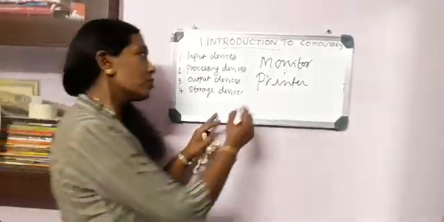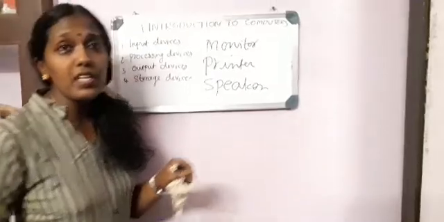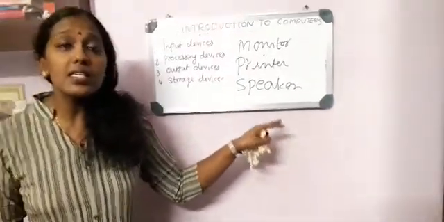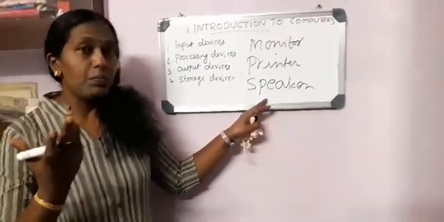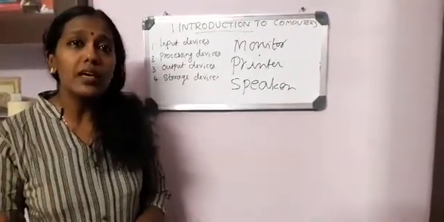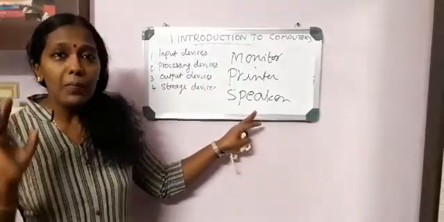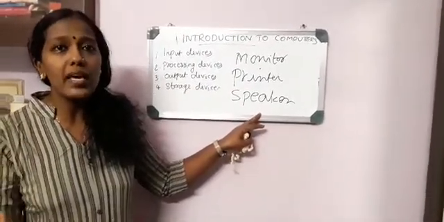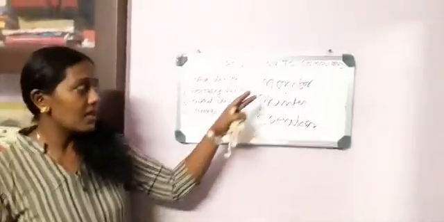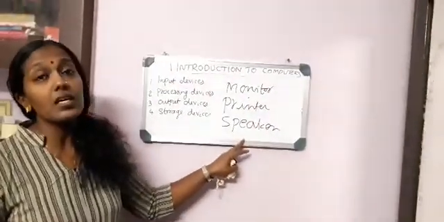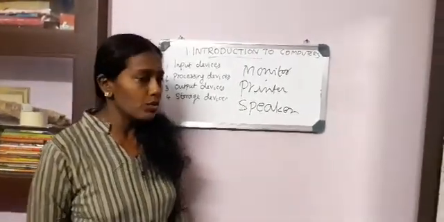Now next one, speaker. Speaker is also familiar for you, right? So speakers are used to make the sound or music louder. That is about output devices. Monitor, printer and speaker are the different types of output devices which we are usually using.